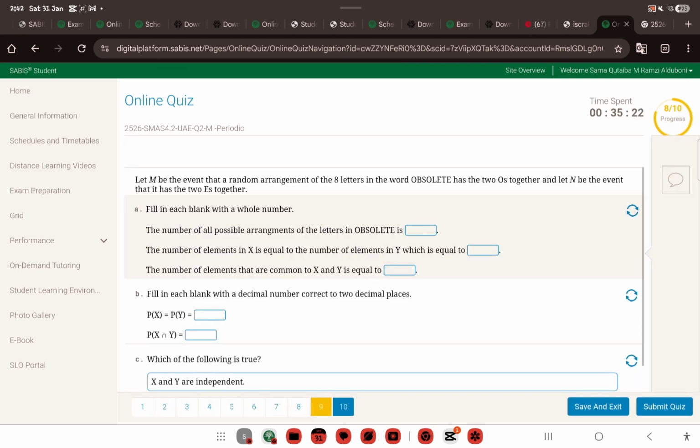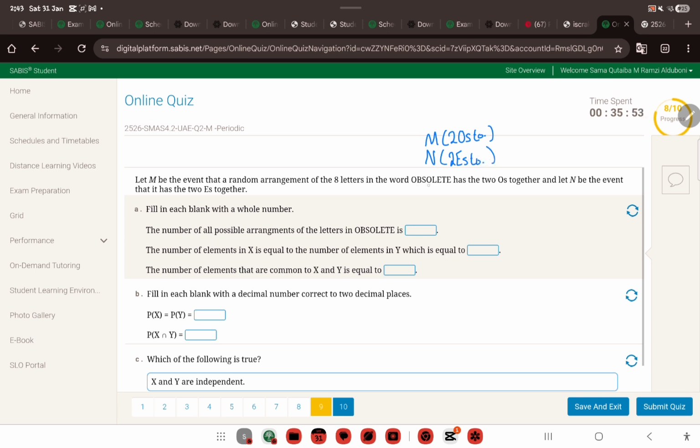Let M be the event that a random arrangement of the 8 letters of the word obsolete has the 2 O's together, and let N be the event that it has the 2 E's together. So M is the 2 O's together, and N is the 2 E's together.